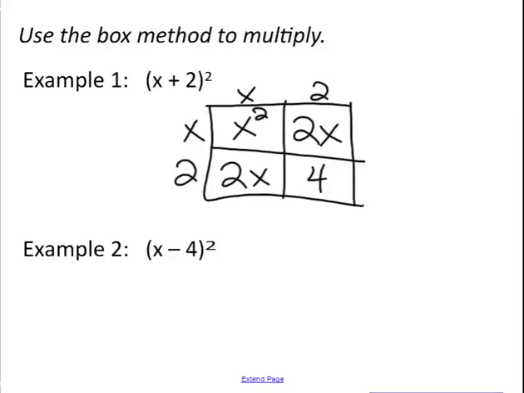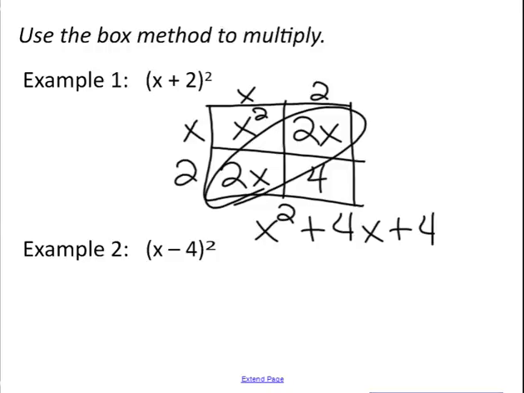We want to combine like terms. Notice I have the 2x and the 2x. I'm going to combine those to get 4x. So x squared plus 4x plus 4.